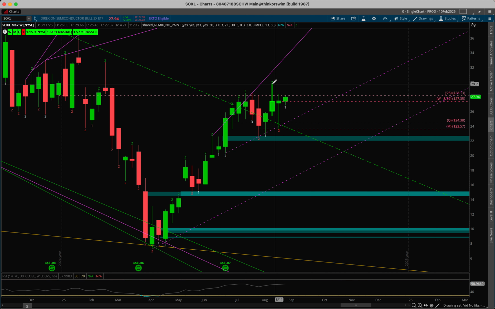So if you wanted to scale out of contracts here at this high, taking some profit, letting some runners go to see if we can go test that weekly broadening formation, I wouldn't be mad at you. So one thing we do need to keep in mind is seasonality. September, October, worst performing months for tech.